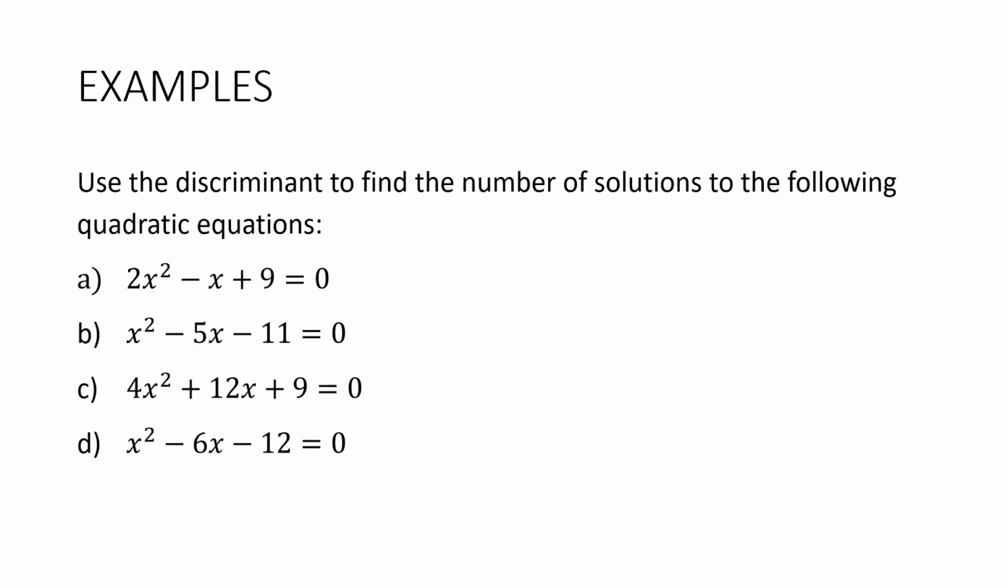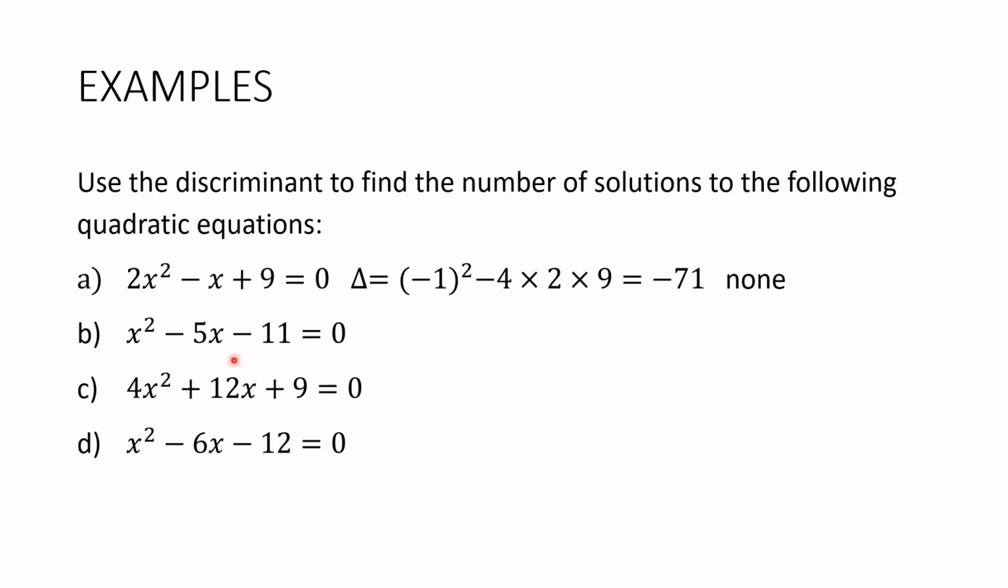So let's use the discriminant to find the number of solutions to the following quadratic equations. Now it's really easy. We just have to work out b squared minus 4ac. And remember, a is 2, b is -1, c is 9. So in this case, our discriminant is -1 all squared, take away 4 times 2 times 9. It's negative. Do you remember what that means? No solutions, because we can't do the square root of a negative number.